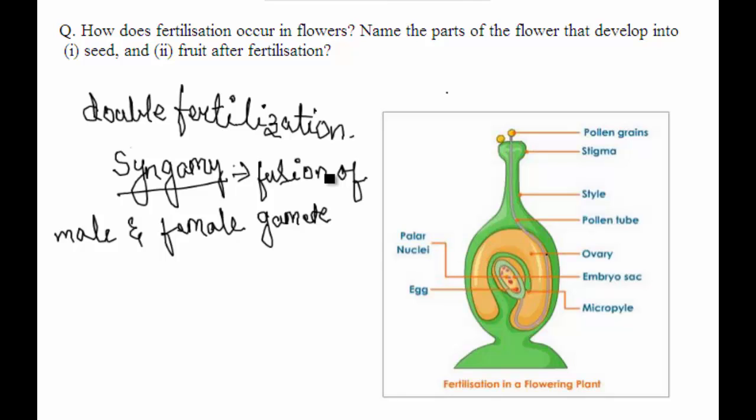After fertilization, the ovules develop into the seeds, and the ovary turns into the fruit.